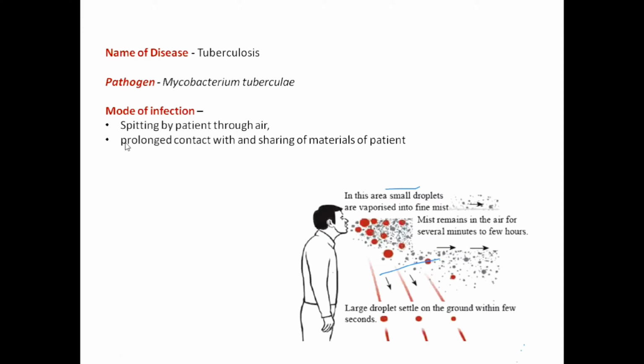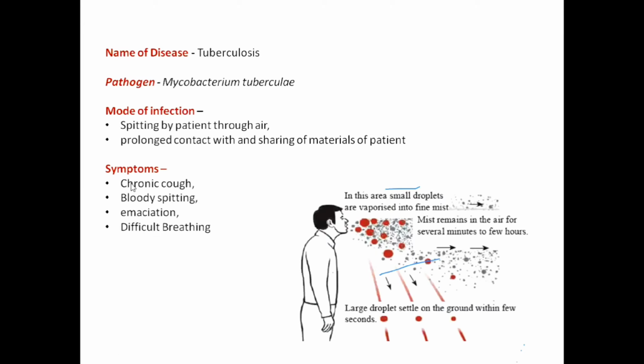The second mode of infection is prolonged contact with, and the sharing of materials of, the patient. So by having contact with an infected person, a healthy person can also get this disease.